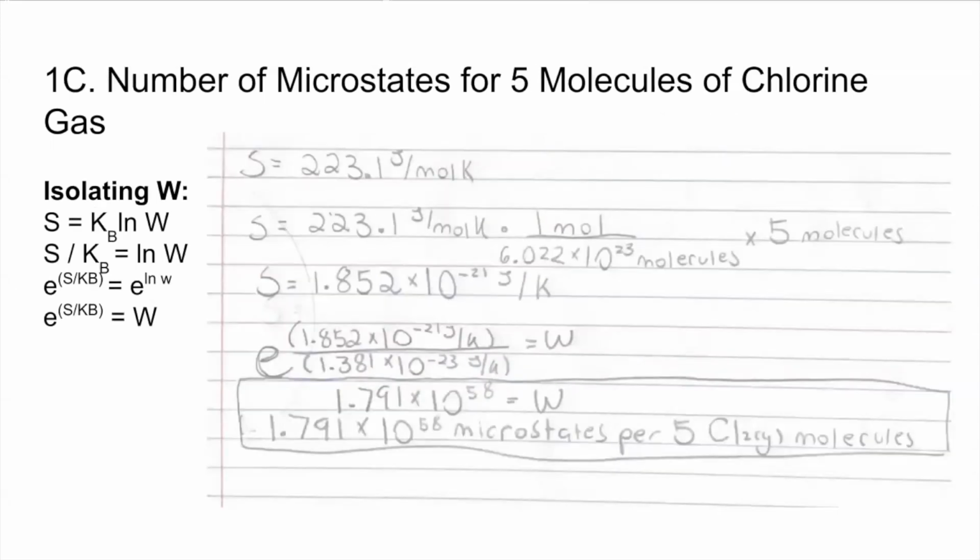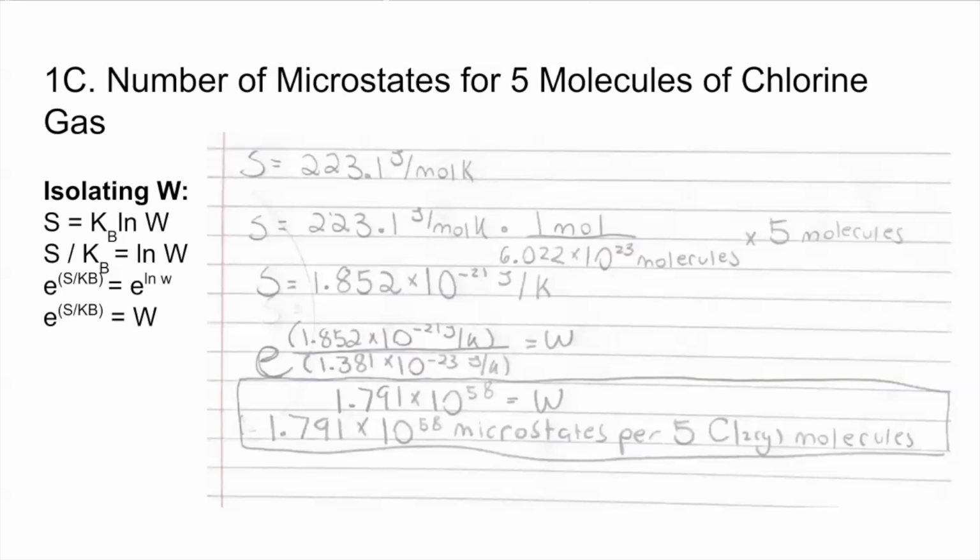We can use the same equation, S equals Kb ln W, for problem 1C. We also can begin by isolating W, which is done on the left side of the screen and was shown previously. The S value, 223.1 joules per mole Kelvin, is obtained from the back of the textbook. We follow a similar set of steps in problem 1C.